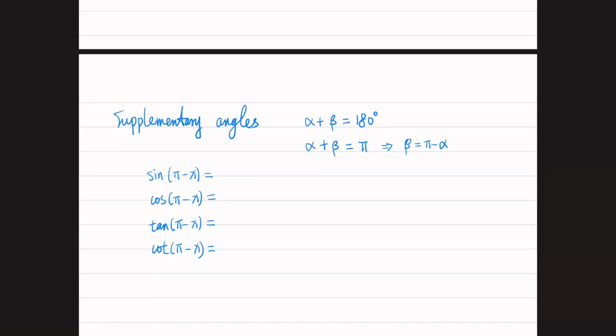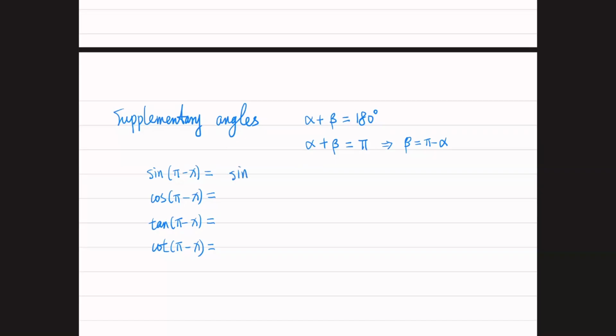George, what's your answer? For what? There are 4 questions. Sine of pi minus x. I forgot. It's just sine x. Okay. Formula for supplementary angle: sine of pi minus x is just sine x.